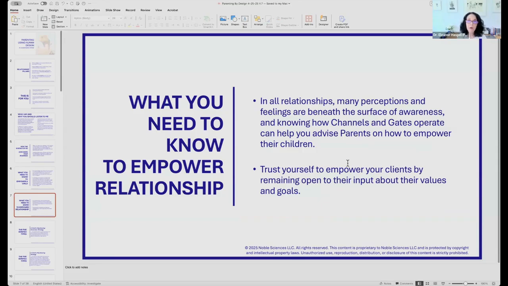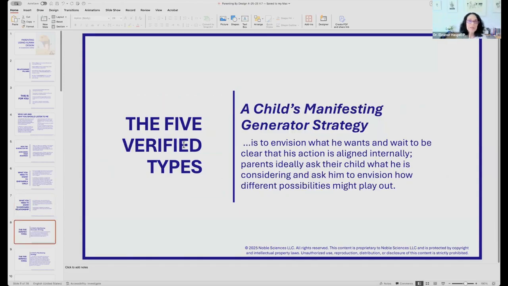Trust yourself to empower your clients by remaining open to their input about their values, their goals, and always ask them, does this ring true for you? When I'm doing a reading for someone, I stop many, many times and say to them, does this ring true? Does this get you? Do you feel this represents you? Be open when a person says, no, that's not exactly right. Look further. Speak transformationally. There are 5 verified types, not 4, 5.